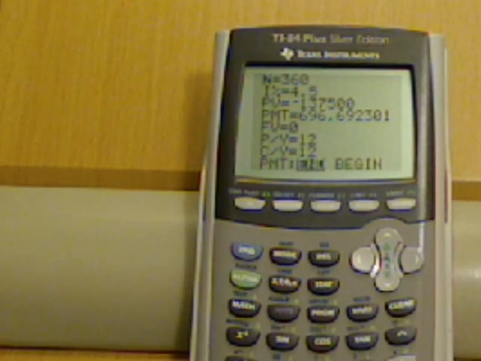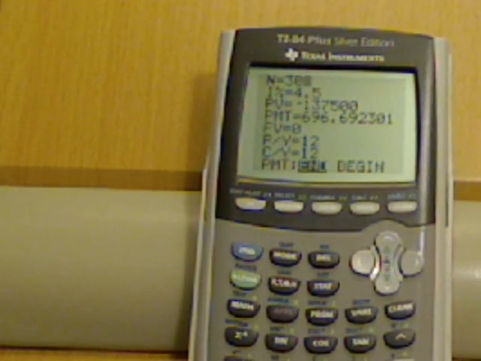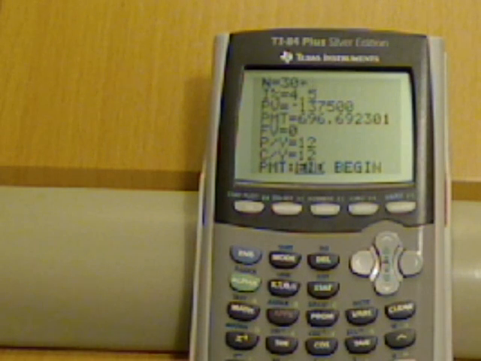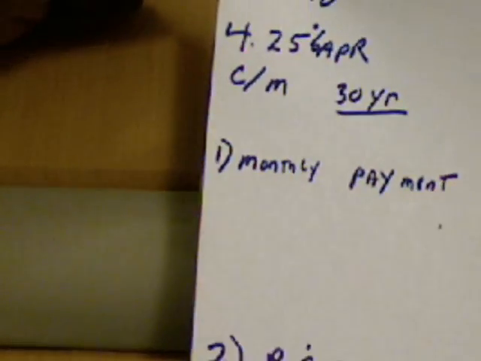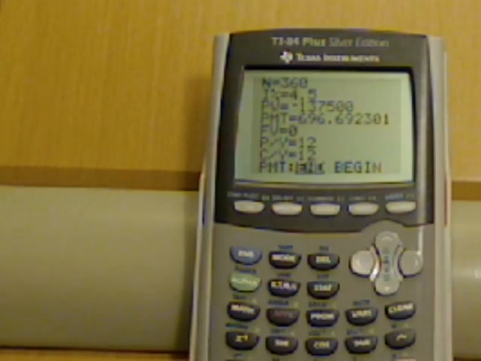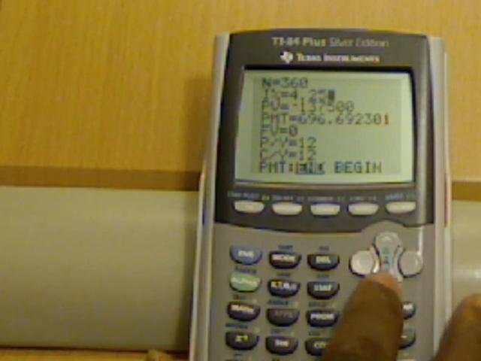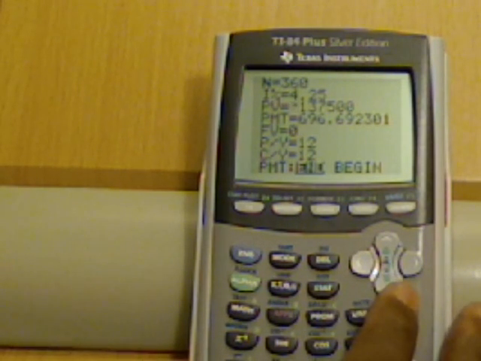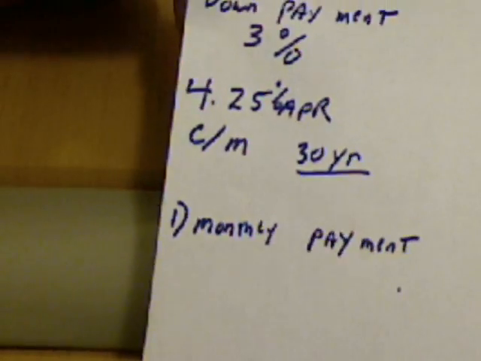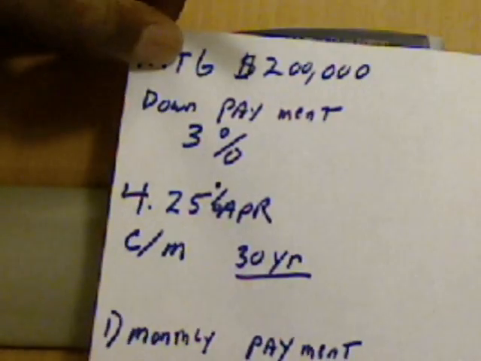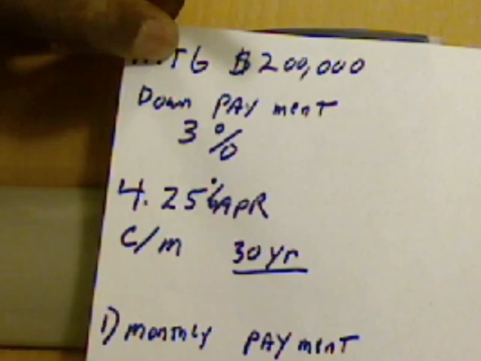It's going to be 30 years, and then we're going to make monthly payments, so it's times 12. So that means we're going to have 360 total payments. Interest rate we got is 4.25%. So 4.25 goes in exactly. Present value, we have $200,000, and we're going to put 3% down.